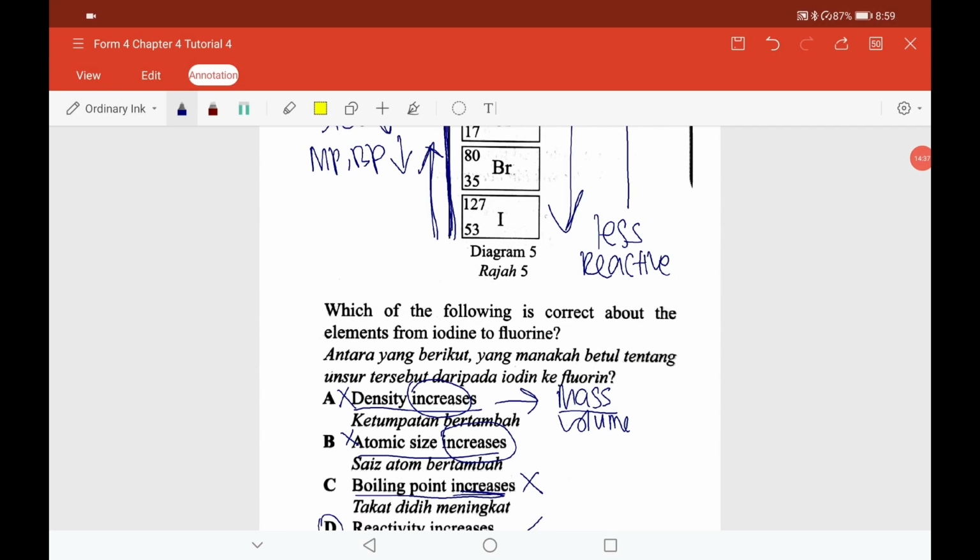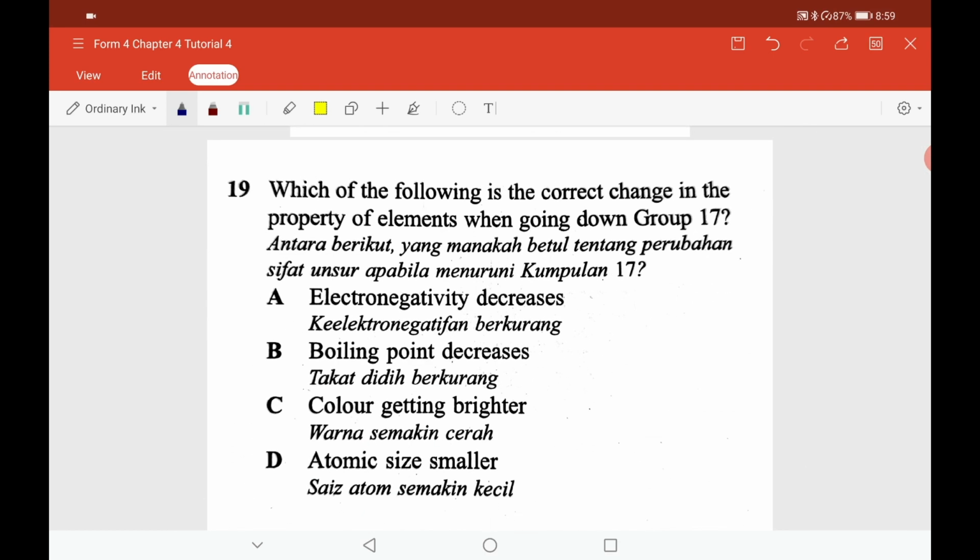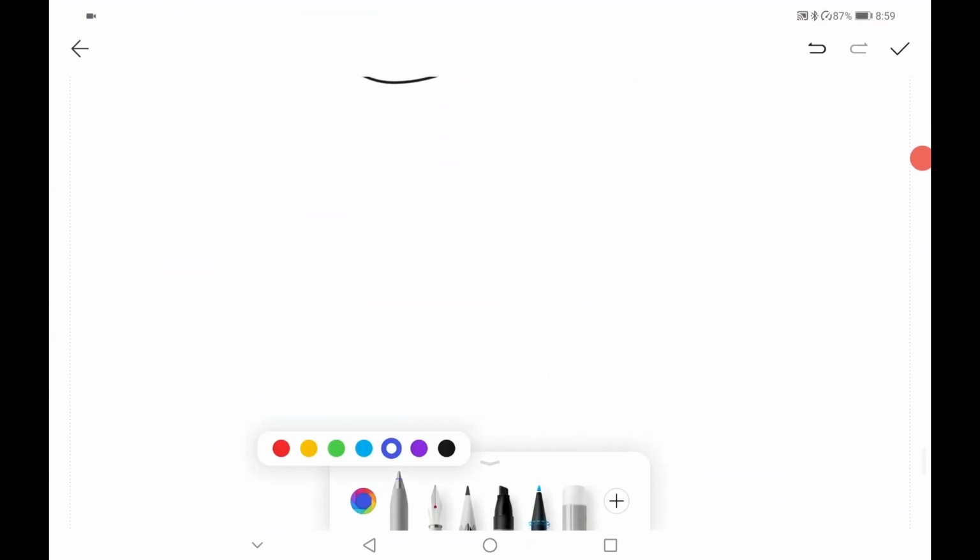Okay, so let's move on to the next question. Which of the following is the correct change in the property of the element when you're going down the group? So going down group 17, with fluorine, chlorine, bromine, and iodine, electronegativity decreases. Again, recall: what is electronegativity? If you want to be negative, you must receive electron. Always remember this.